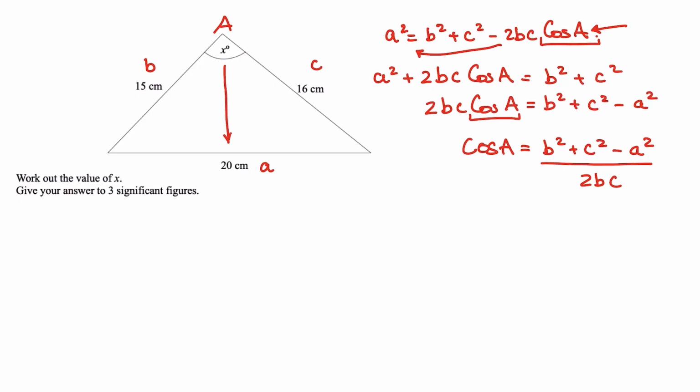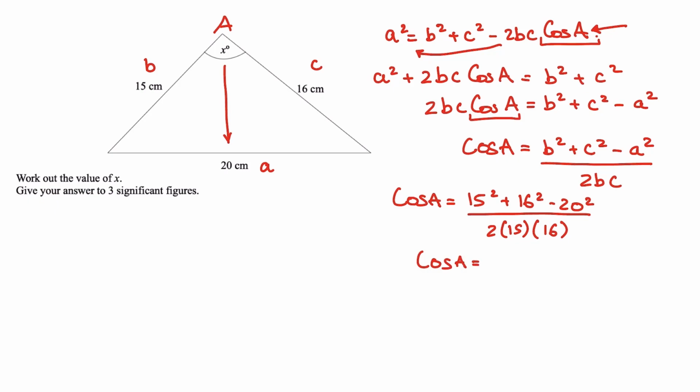So now we can simply substitute in all the values to try to find the value of A. So cos A will be equivalent to my b squared, which is 15 squared, plus my c squared, 16 squared, minus 20 squared, all over 2 times b, which is 15, times c, which is 16. So if I put this in a calculator, I get cos A simply as 27 over 160.